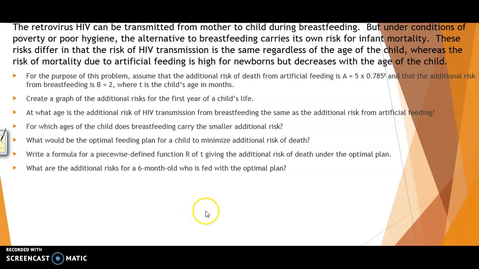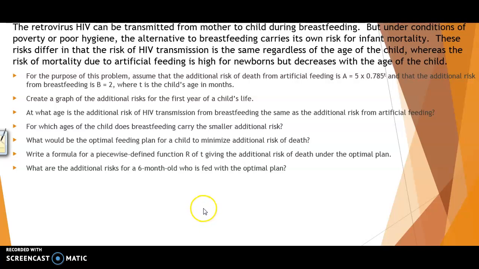Hello, we're looking at a ton of information with the goal of creating a piecewise defined function to capture this information. So starting at the very top, the retrovirus HIV can be transmitted from a mother to a child during breastfeeding. But under conditions of poverty or poor hygiene, the alternative to breastfeeding carries its own risks for infant mortality.